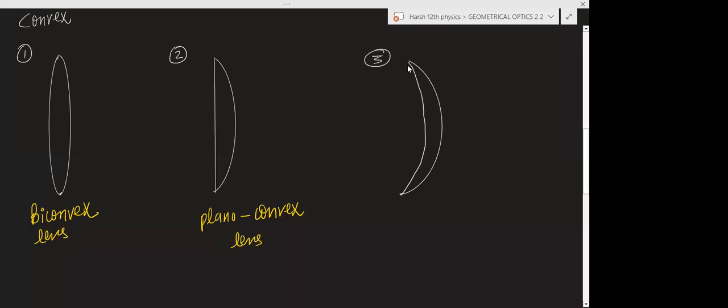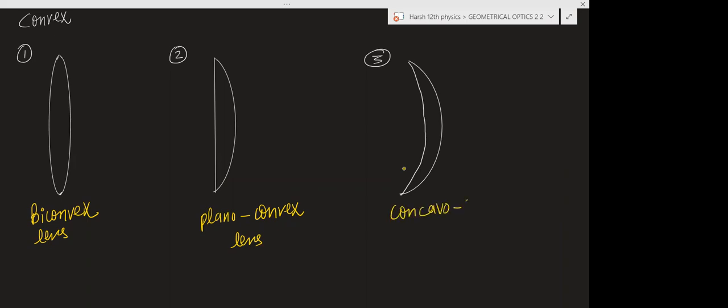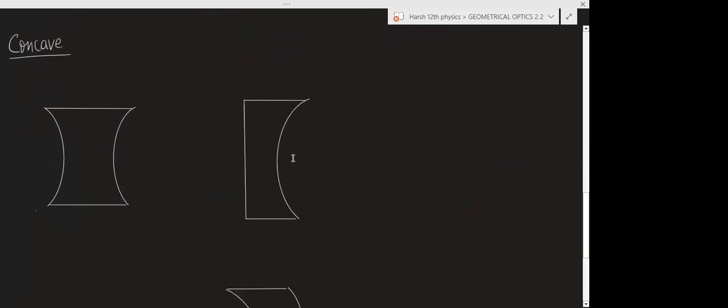Now see, this surface is bulging inward, meaning concave. This surface is a concave surface, and this surface is a convex surface. So this is a lens bounded by one concave surface and another convex surface. So this lens is known as the concavo-convex lens.